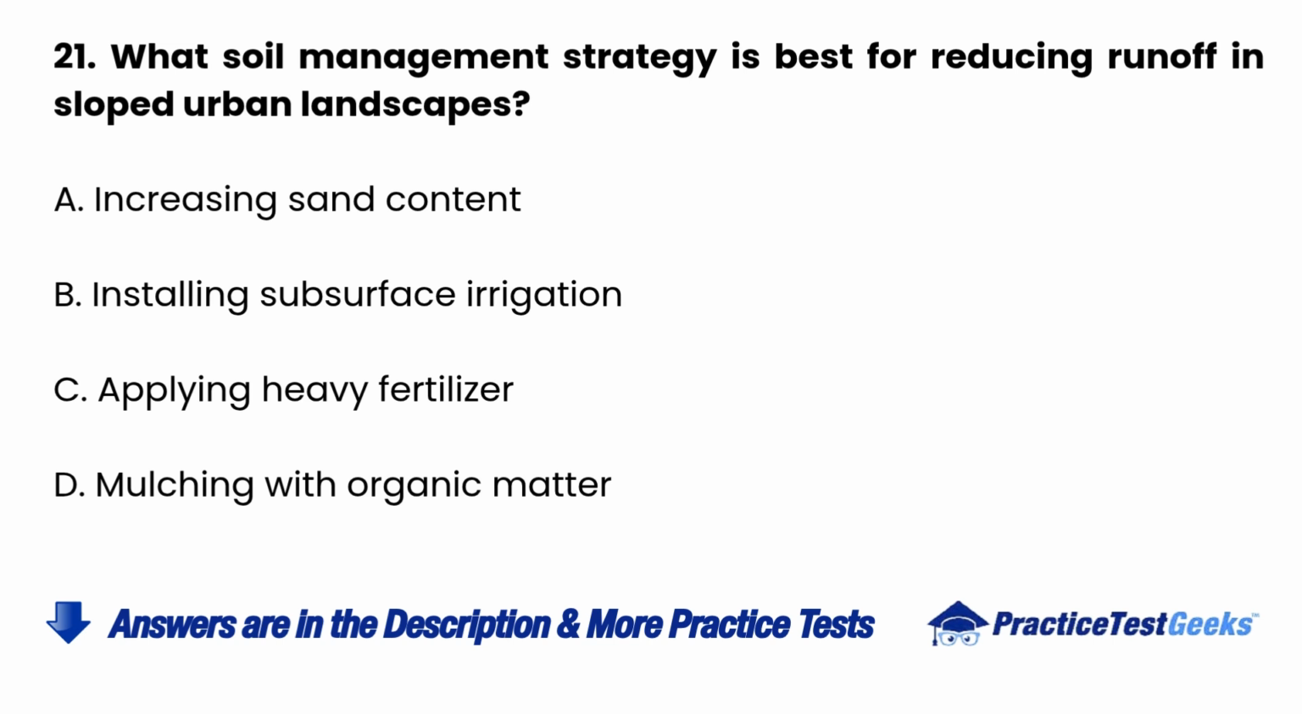21. What soil management strategy is best for reducing runoff in sloped urban landscapes? A. Increasing sand content. B. Installing subsurface irrigation. C. Applying heavy fertilizer. D. Mulching with organic matter.